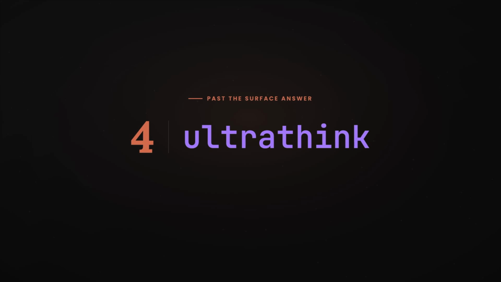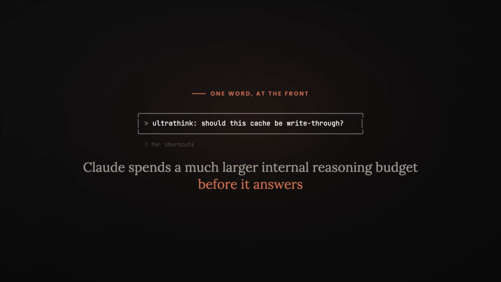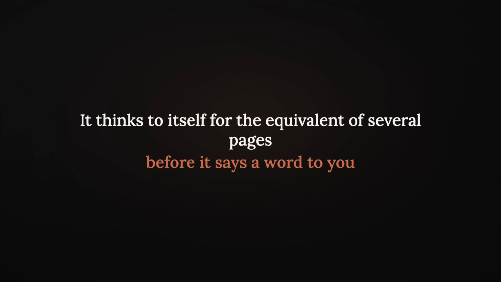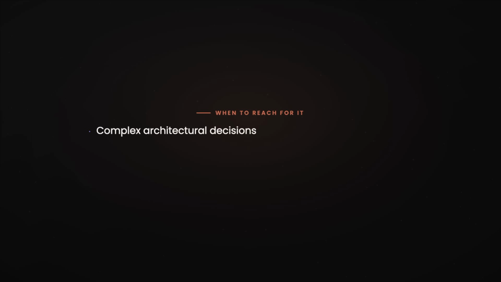Number 4 is ultrathink, and this is the difference between a surface level answer and real architectural insight. When you start a prompt with ultrathink, Claude actually allocates up to 30,000 tokens for internal reasoning before it actually does any responding. This is essentially Claude thinking to itself for the equivalent of several pages before it actually says a word to you. And this should be used for complex architectural decisions, tricky debugging sessions where the obvious fix isn't actually working, or any problem where the first answer is probably not the right one.